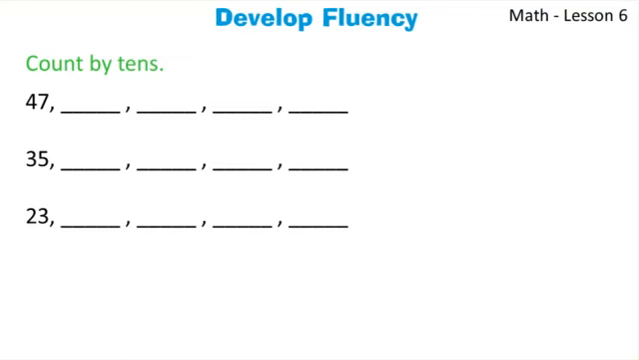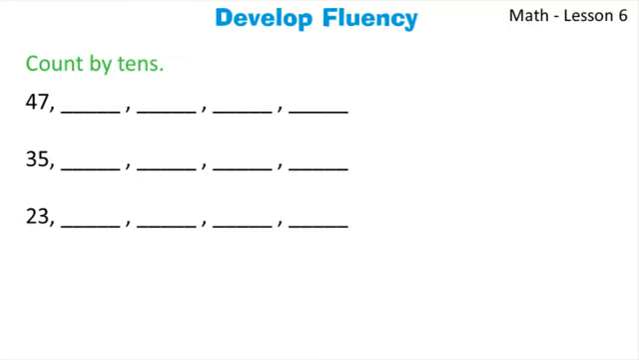To develop fluency, there are many things that we need to do, but one of the things that we can look at is counting by tens. I covered that in a previous lesson, but let's take a look. Take a piece of paper out and write 47, and then count by 10. Write the next numbers for 47, with 10 more each time, then do the same for 35 and 23. Pause while you're doing that right now.